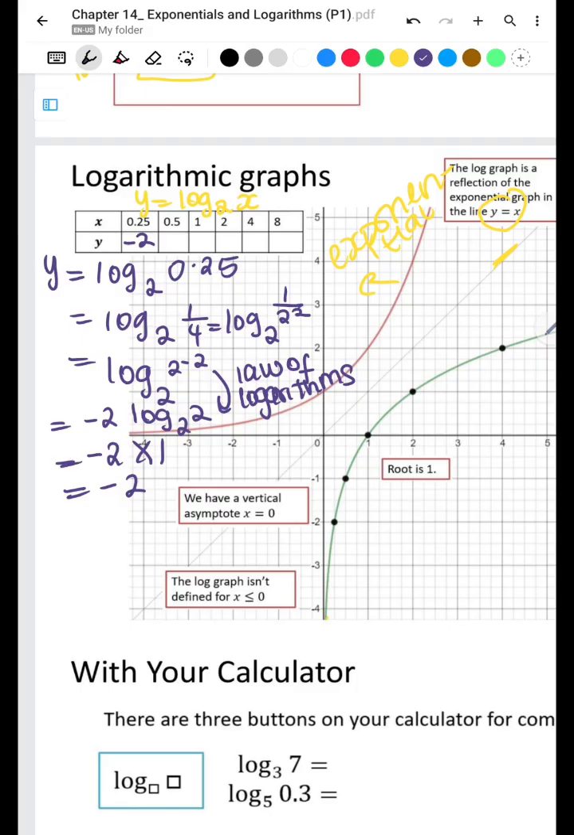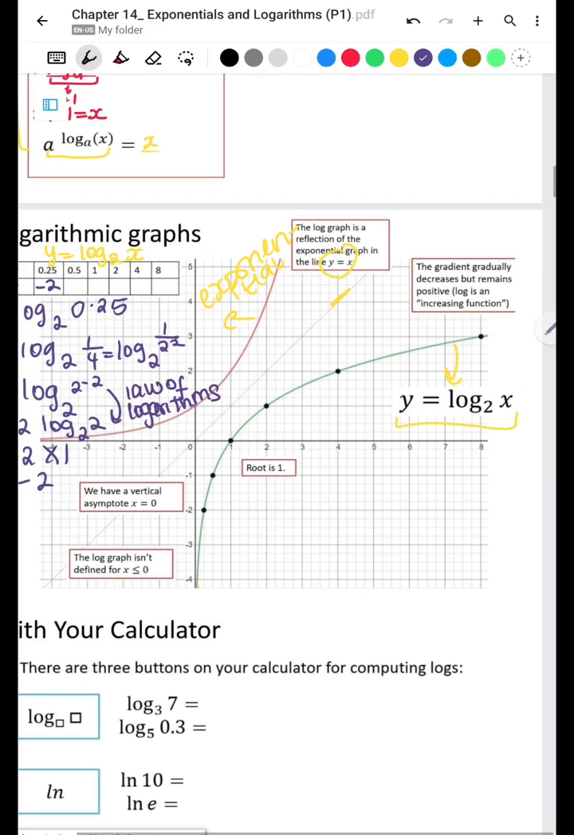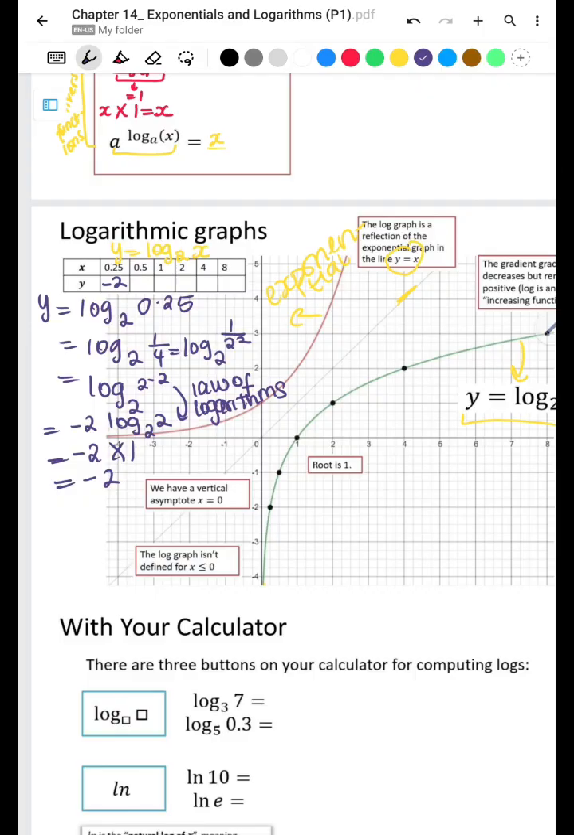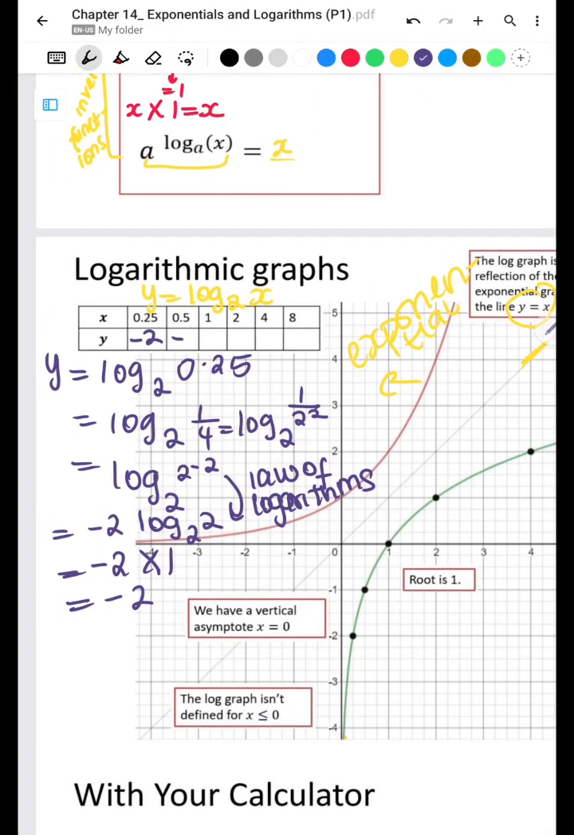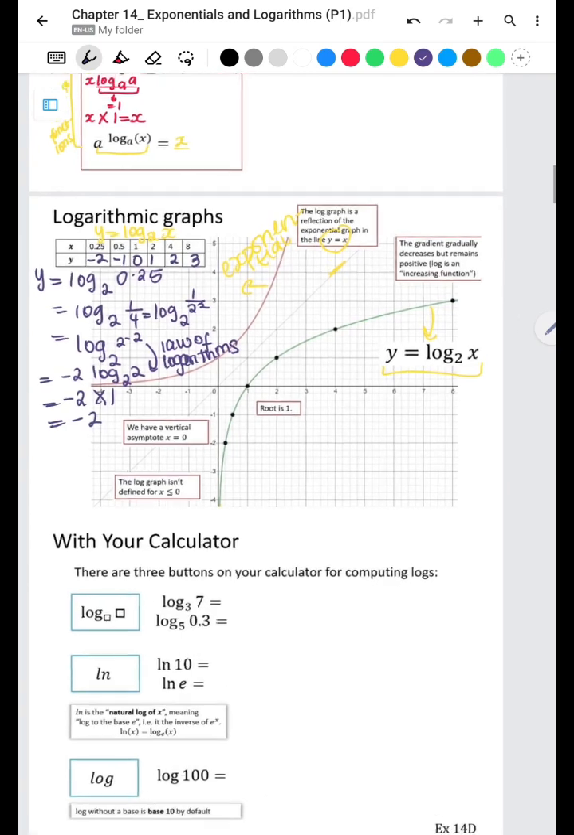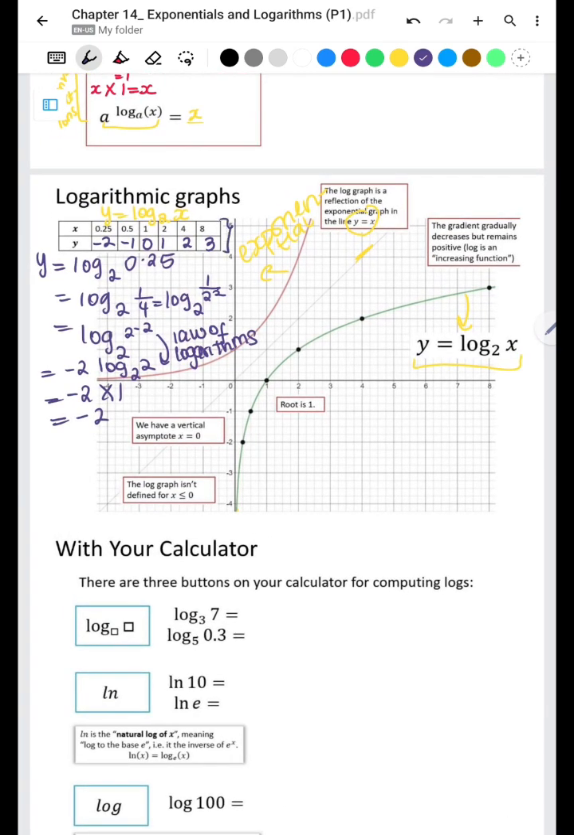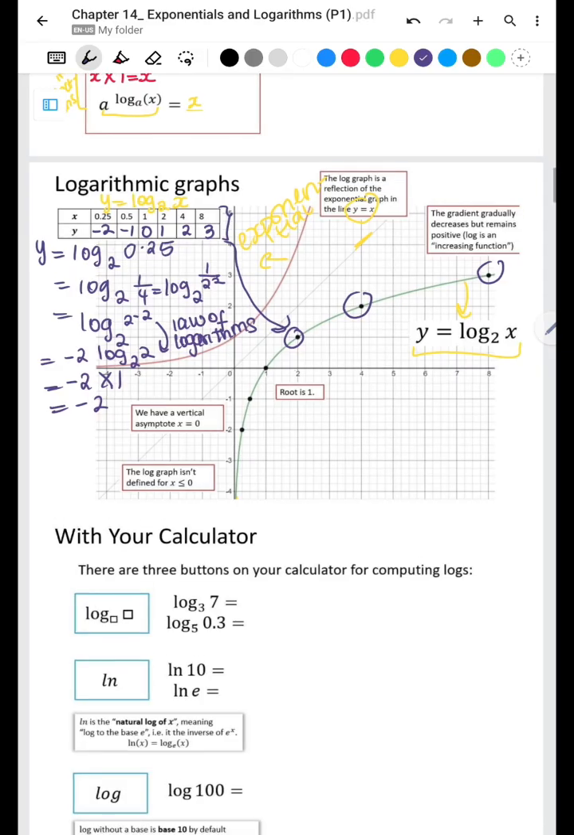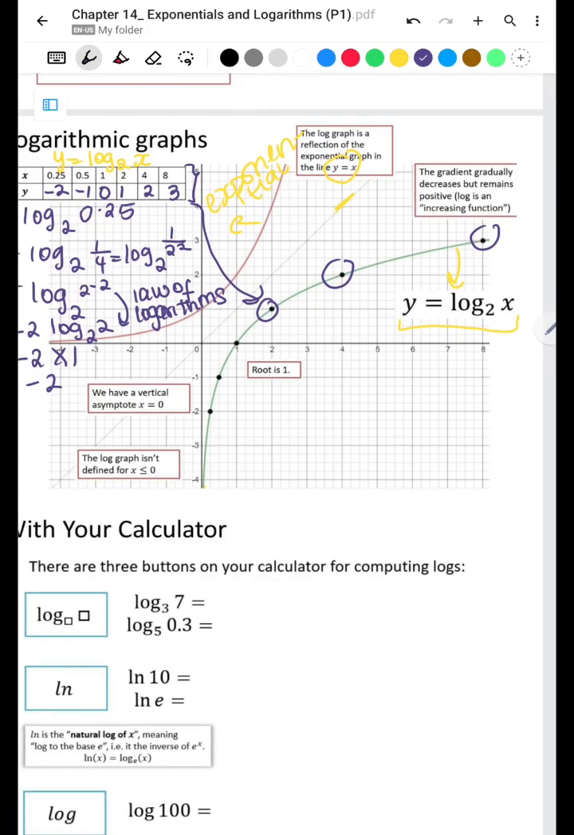And that can be done for the rest of the values in a similar method. You can also use your calculator, but I would advise you to solve it normally to build the instinct of knowing how to do this. So if I solve this continuously, I will get negative 1, 0, 1, 2, 3. Now we can see that this here is similar to this graph here. When x is 2, y is 1, when x is 4, y is 2, when x is 8, y is 3. Similarly with the negative axis. So basically, this is an increasing function here.